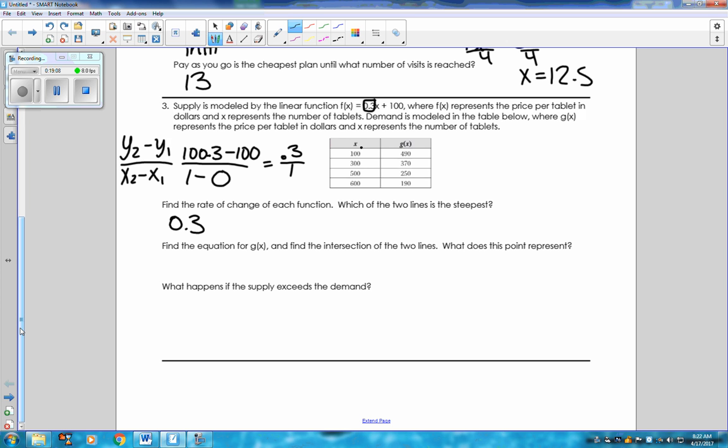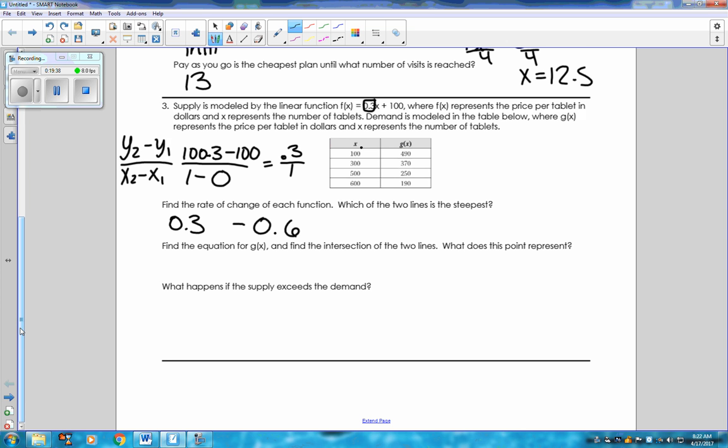What'd y'all get? Did everyone get that? Which line is steeper? I still didn't hear you. Supply. Okay, we have one person that says that the supply line is steeper.